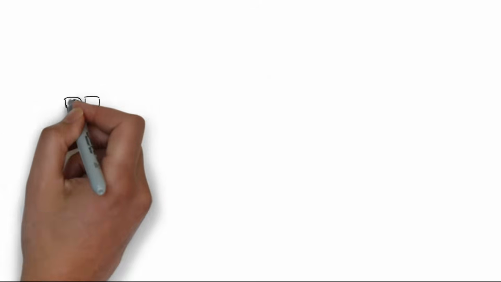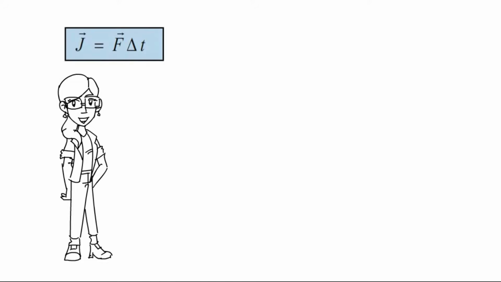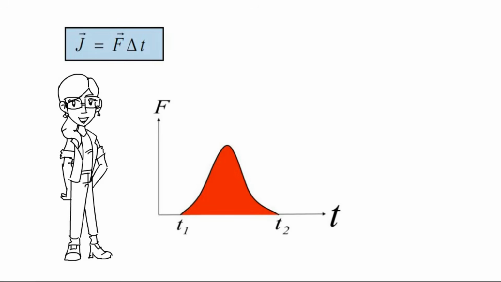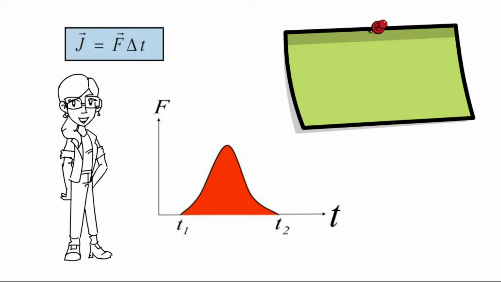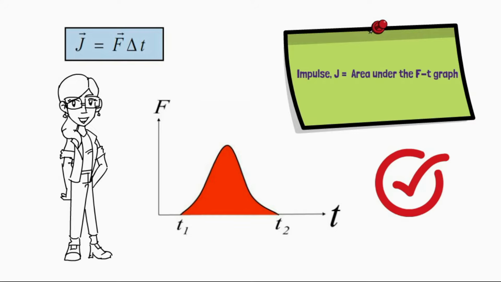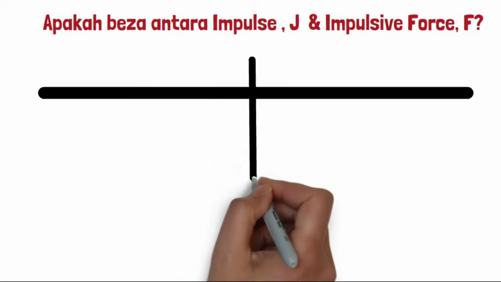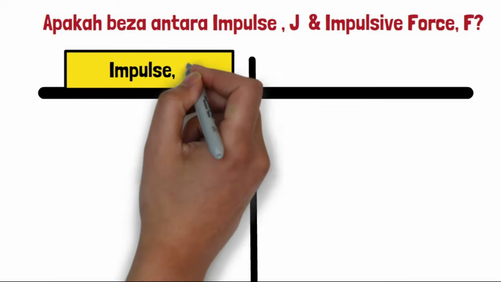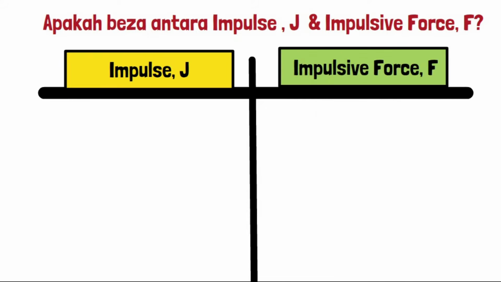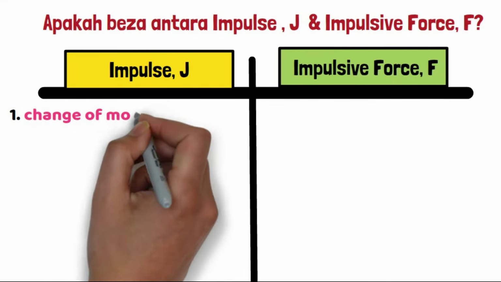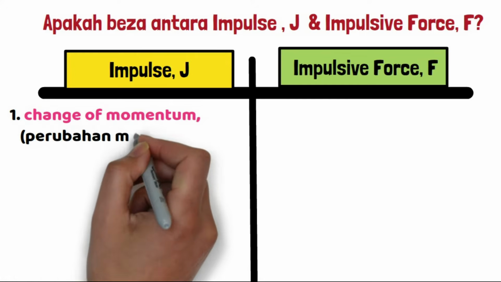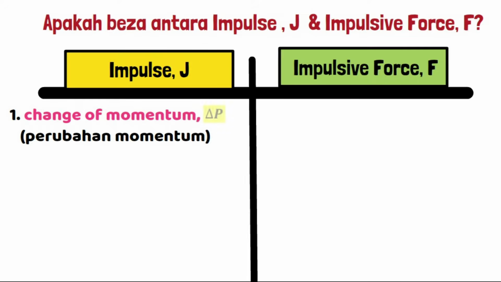Baiklah. Sekarang kita tengok formula untuk impulse. J is equal to F delta T. And let's revise again that when we have a graph of F against T, the area under FT graph will give you the value of the impulse. Okay, remember. Dan sekarang saya nak tanya awak, apakah beza antara impulse dan impulsive force? Impulse and impulsive force. So, impulse is the change of momentum, delta P. Impulse is equal to the change of momentum.